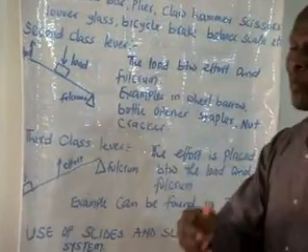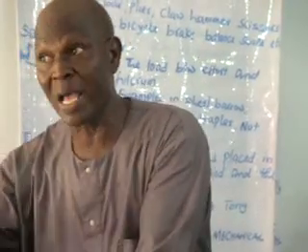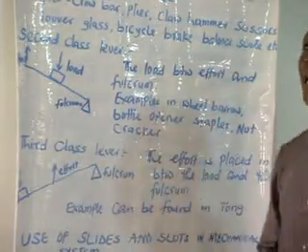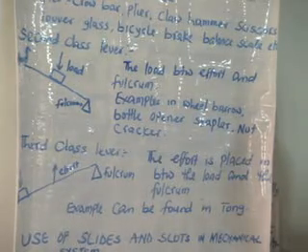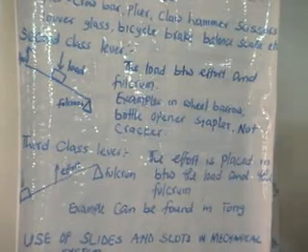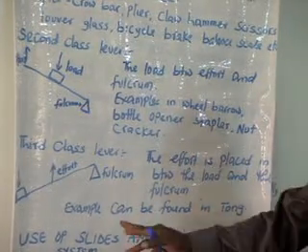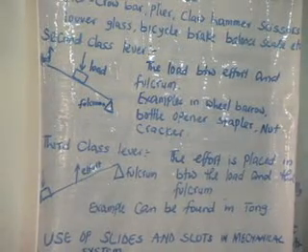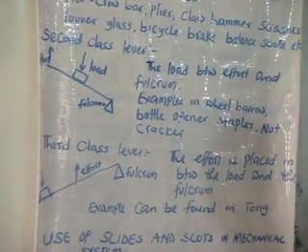Tongs is just an instrument that the blacksmith normally uses to bring red hot metal from fire. Then use of slide and slot in mechanical system.